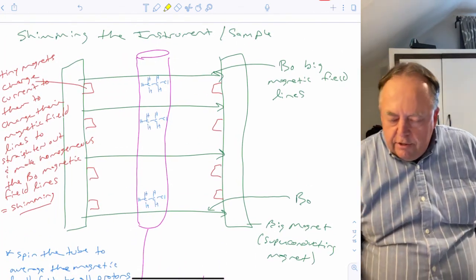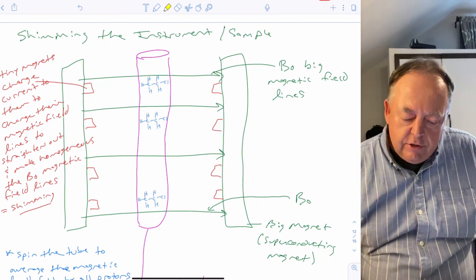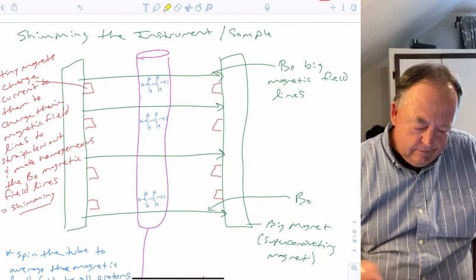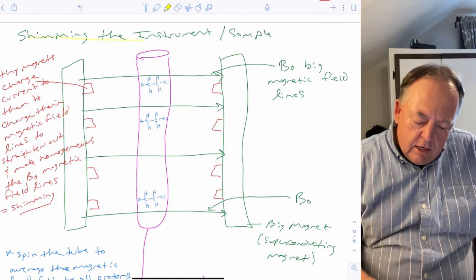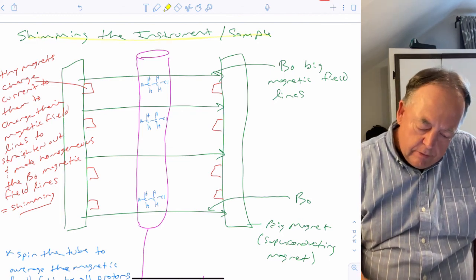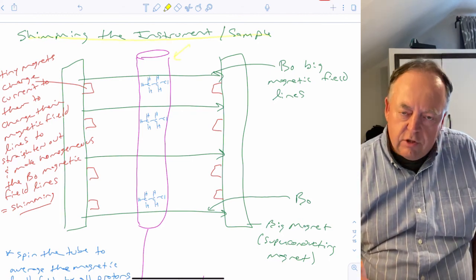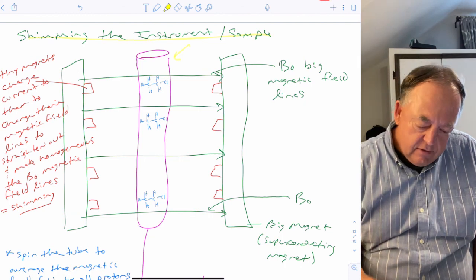Okay, so one of the things you do when you take an NMR is you shim on the sample. So what's going on if you shim? This is our NMR tube in pink, and we have this molecule dissolved in some solvent.